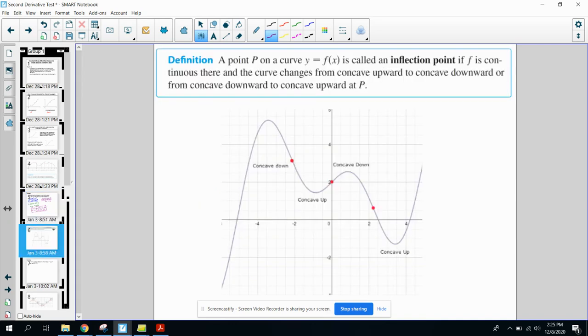Okay, so when you have concavity, you have points of inflection. Points of inflection are where the concavity changes. So we can see on this graph here, we have a concave down function. And then when we get to this red dot, it switches and it becomes concave up. And then at this red dot, it switches and is concave down, and then it switches and becomes concave up. So those dots where it's switching are called inflection points. And that is where the concavity changes.